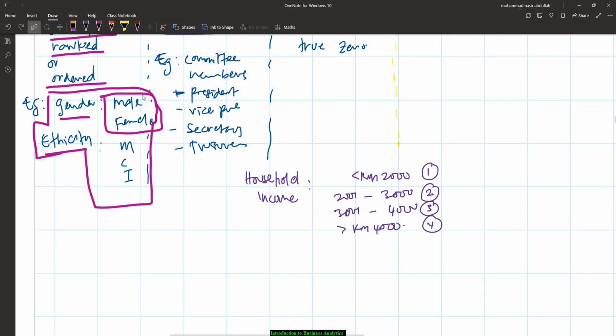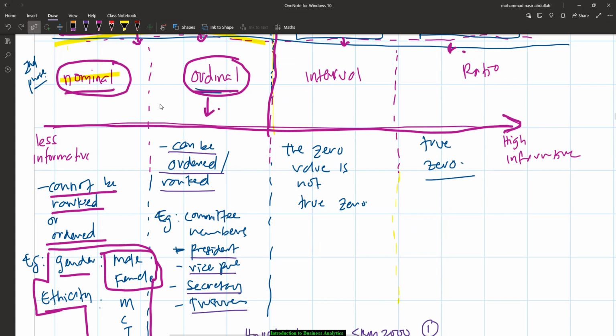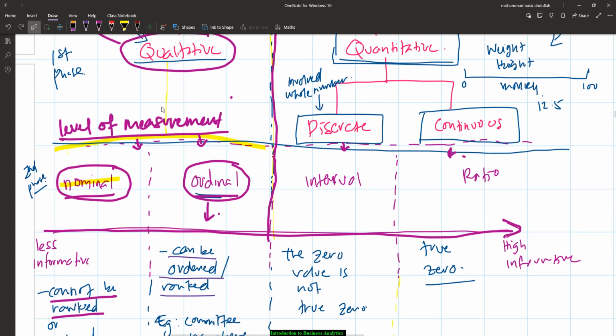Another example is committee members. Let's say you said president, vice president, secretary, and treasurer. It should be number one should be president, number two is vice president, secretary, and treasurer. We cannot say the first one is treasurer, second is president, third is secretary, and last is vice president. It should be in order, right? So the categorical variable that must be in order and can be ranked, it lies under ordinal scale.